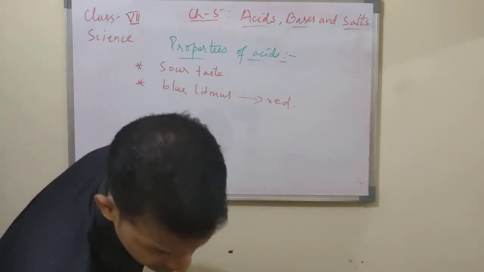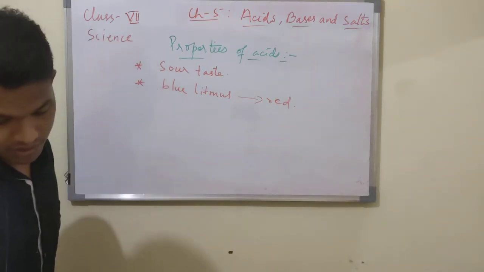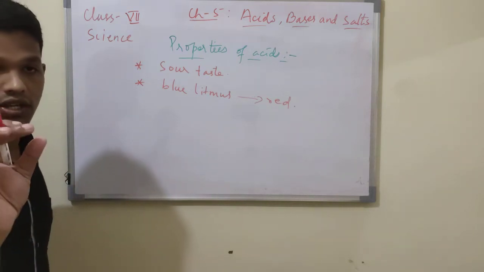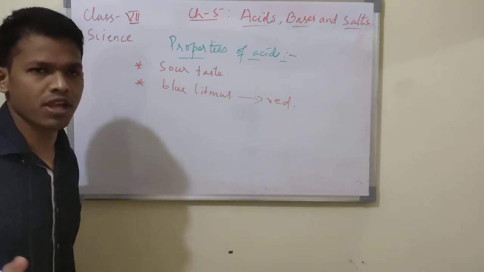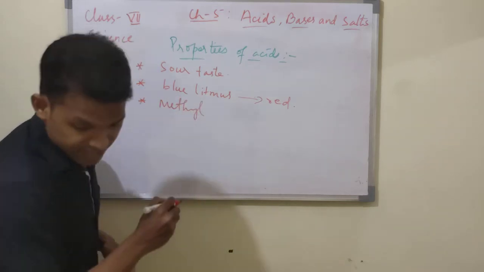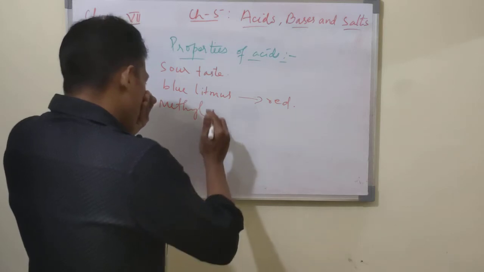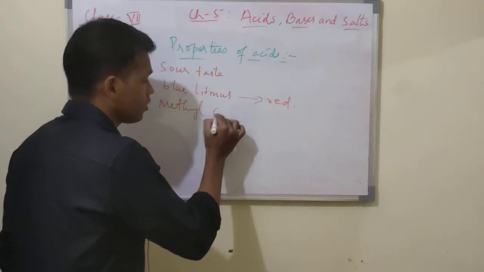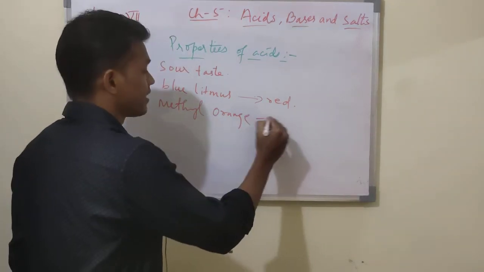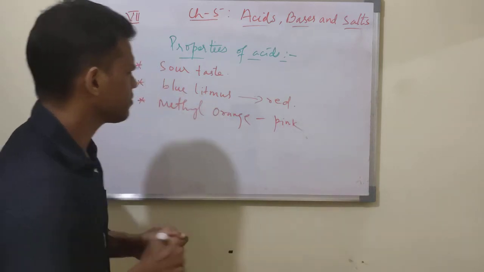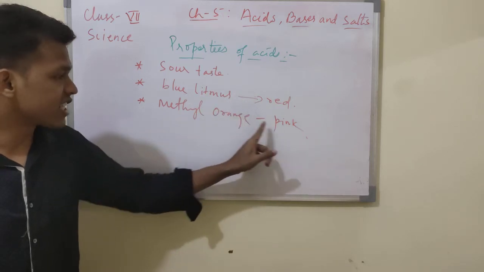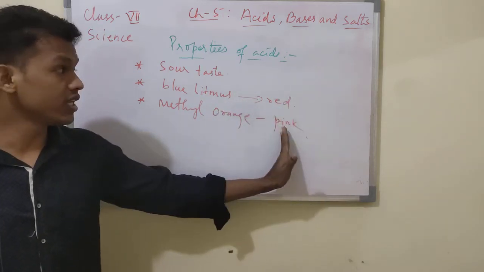Next, acids turn methyl orange pink. This is a natural indicator. They will convert methyl orange into pink. Here blue litmus is converted into red, and methyl orange is converted into pink. So it is showing that it is an acid.